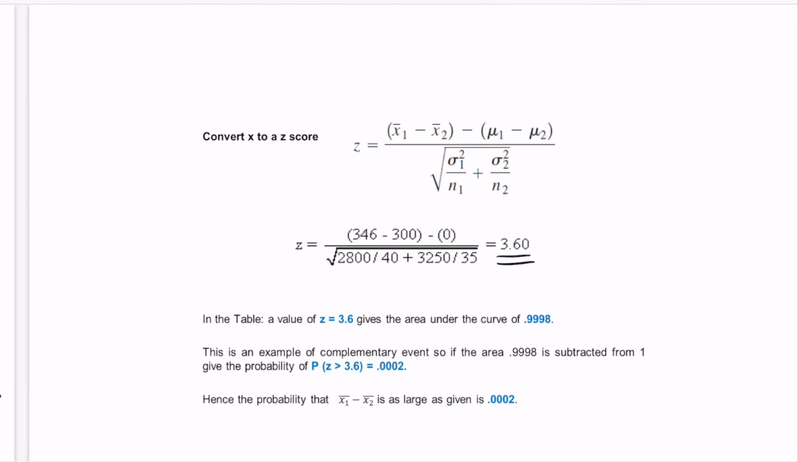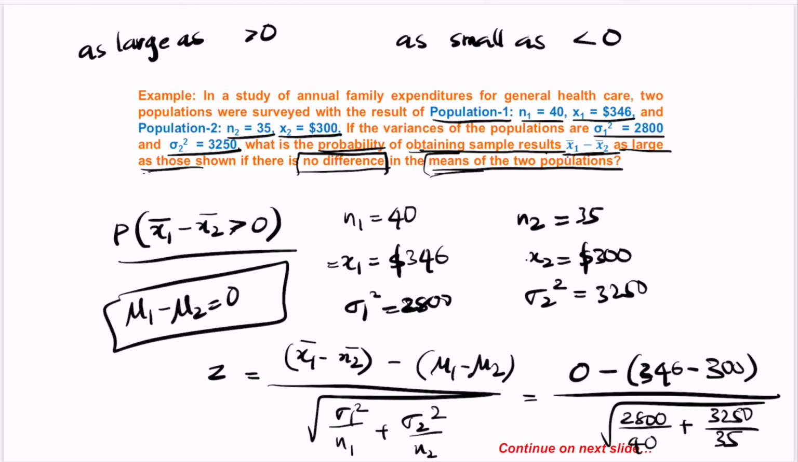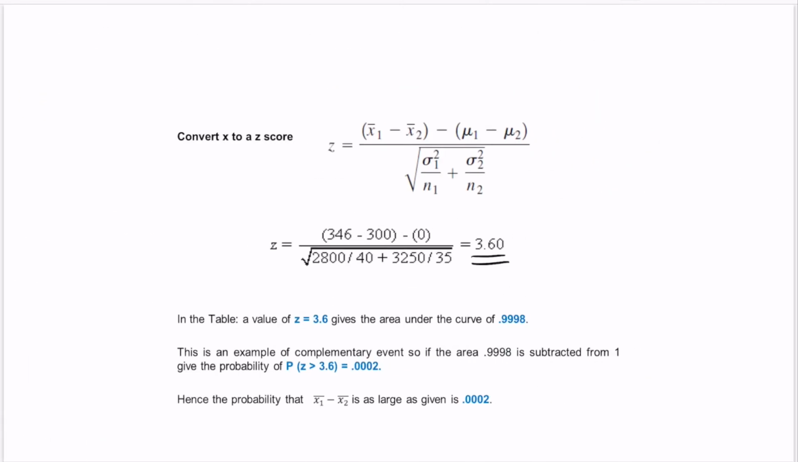I'm sorry, mu1 minus mu2 here is 0. They are saying that there is no difference between the means of the two populations, so mu1 minus mu2 equals 0, and x1 bar minus x2 bar will stay the same. Based on this data, the z value is 3.60. So they're asking for the probability of z greater than 3.6. That becomes 1 minus the probability of z less than 3.6.